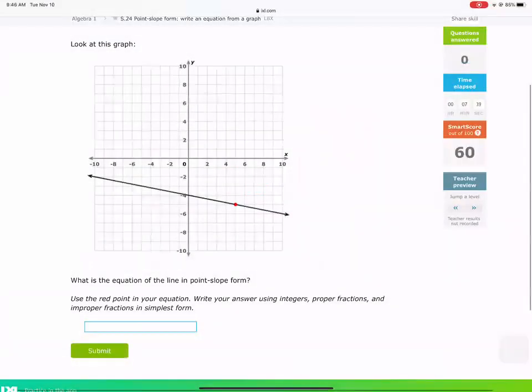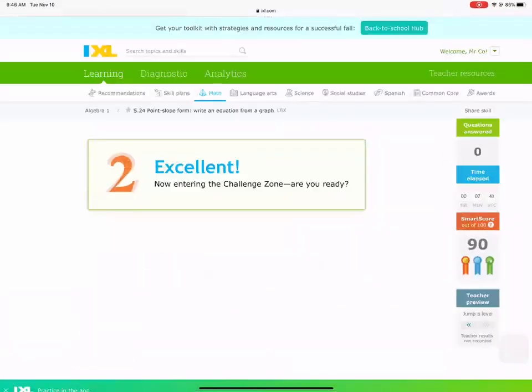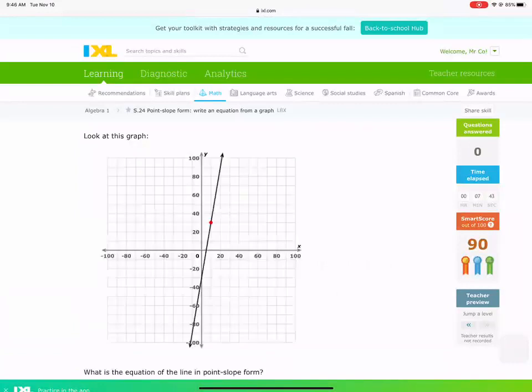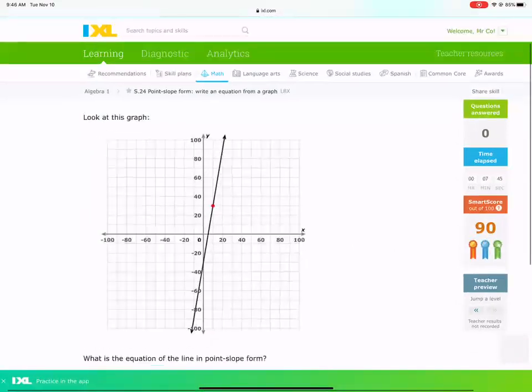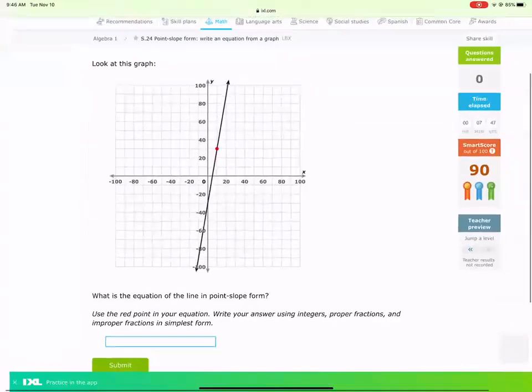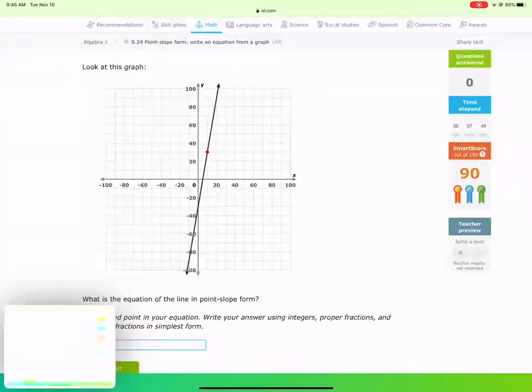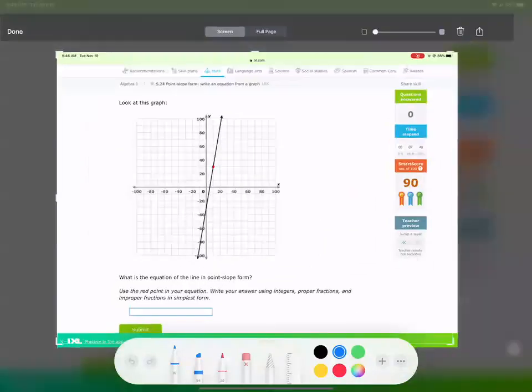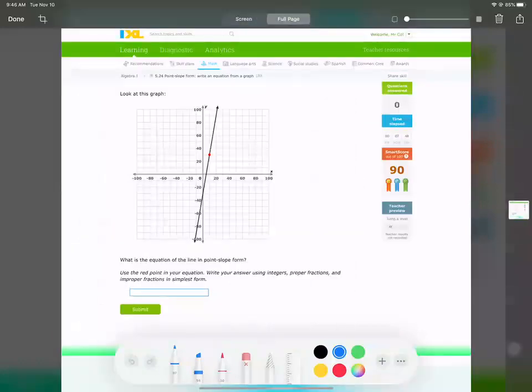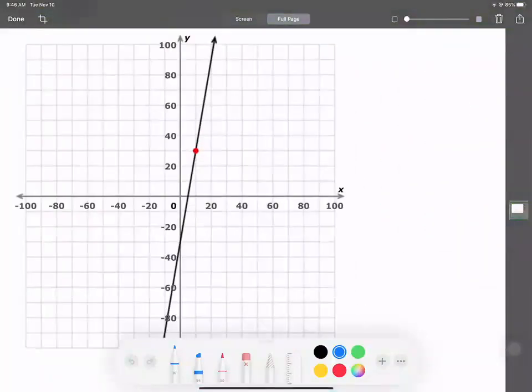Let's do one more. Oh, we're in challenge zone already. What? That's pretty fast. Okay, we'll take their point. Don't overthink it. Looks like a big value, but let's write out the point. The point is, that looks like 10. Every tick mark is a 10. That's going to be 30. Our point is x is 10, y is 30. We have our point. Yay! Halfway there. Now we have to find the slope.